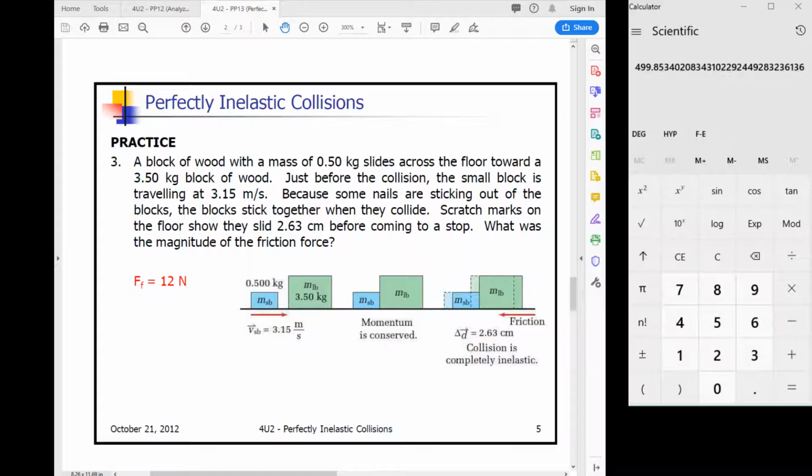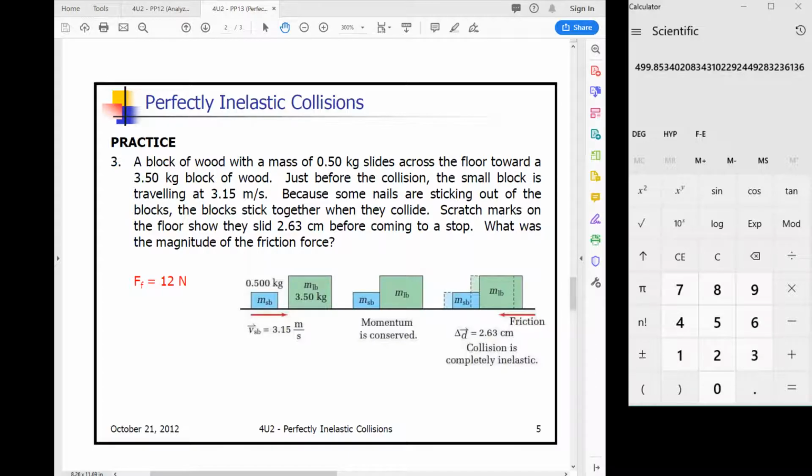So this goes back to Unit 1 in this course. So we're looking at momentum, we're looking at energy, we're looking at kinematics, and we're looking at dynamics. So it's a nice question. So let's look at this here. We have a block that hits another block. They stick together, and they slide for a certain period of time. We need to find the friction that's acting on it.